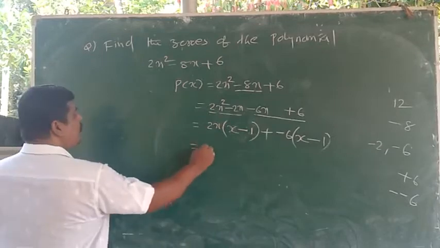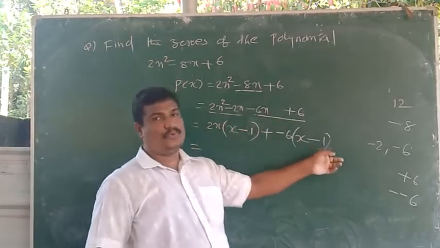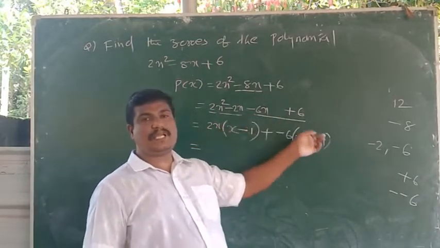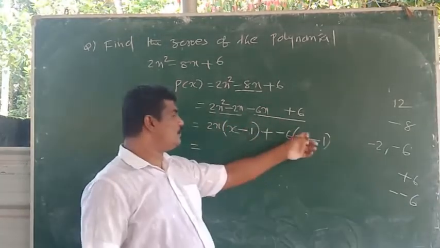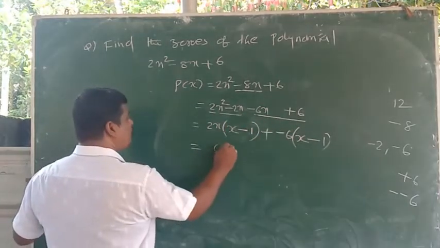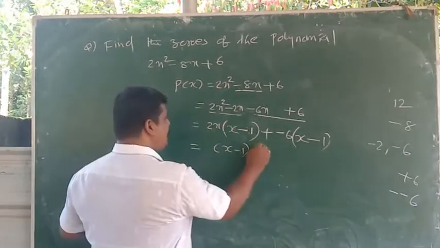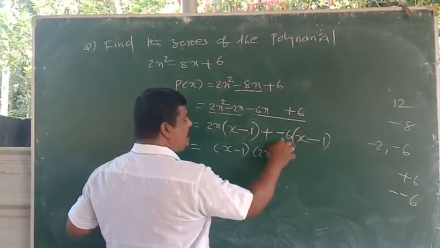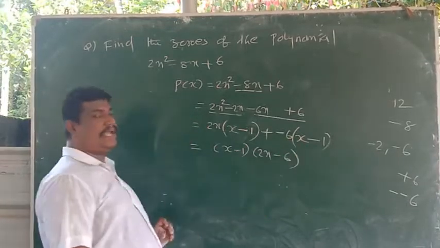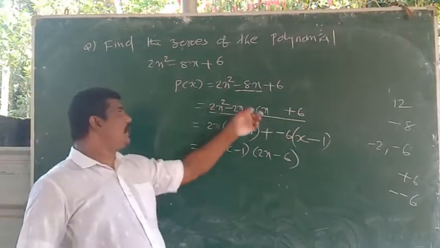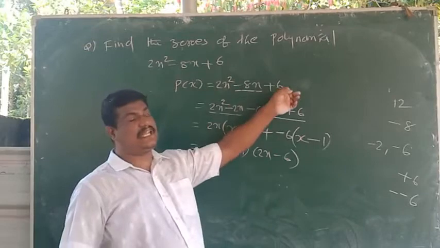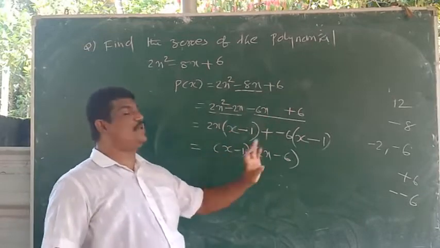Then next, another common of these two. What is the common term? These two terms, any common term? Yes, x minus 1 is the common term. So x minus 1 put outside. What is the balance here? 2x. What is the balance here? Minus 6. Okay. Then 2x square minus 8x plus 6 has the factors x minus 1 and 2x minus 6.